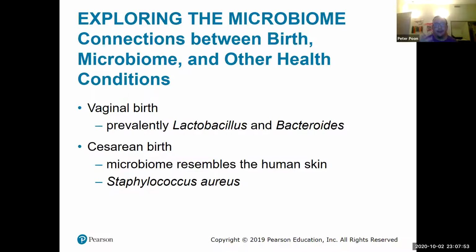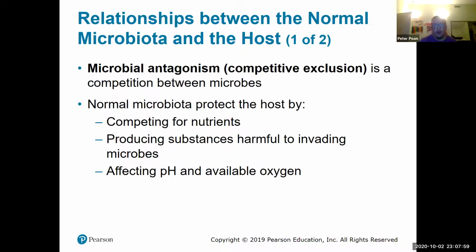I just mentioned this, right? The next important concept is microbial antagonism, or the idea of competitive exclusion. Normal microbiota protects the host by competing for nutrients, producing substances that are harmful to invading microbes, and affecting pH and available oxygen levels. Also, squatting rights, basically, is what it boils down to.